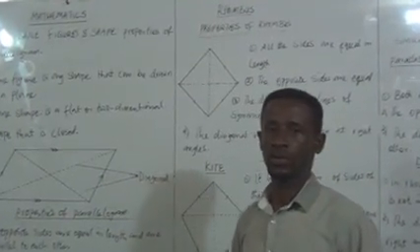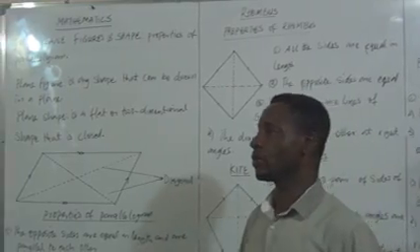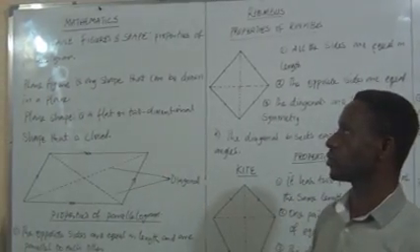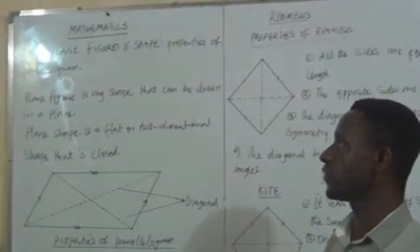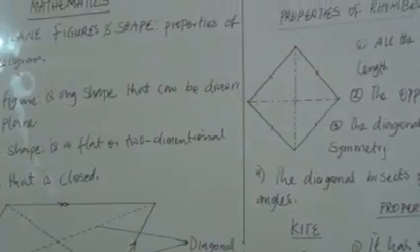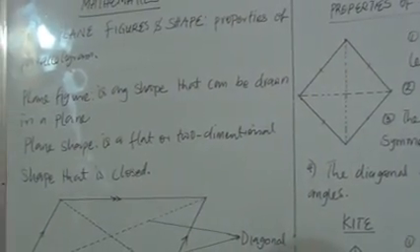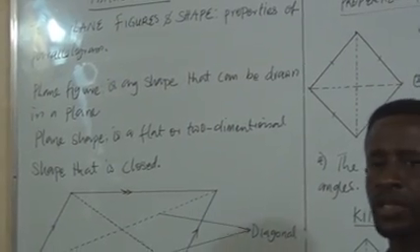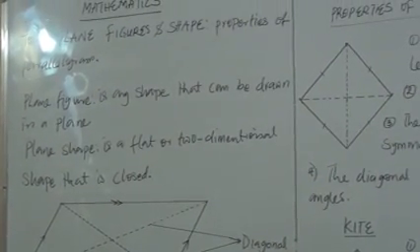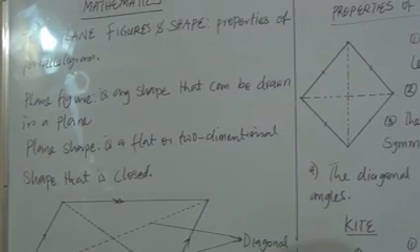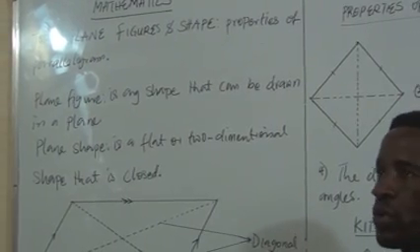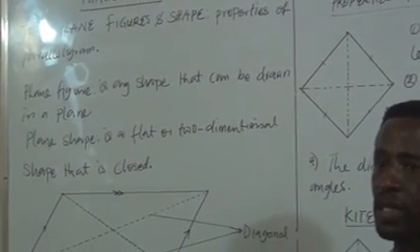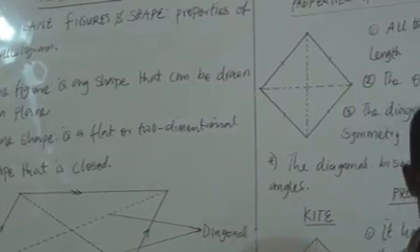But before we begin, we need to talk about what plane figures are. Here we have the definition: a plane figure is any shape that can be drawn on a plane. A plane shape is a flat or two-dimensional shape that is enclosed. When we say enclosed, it means the sides are joined together.